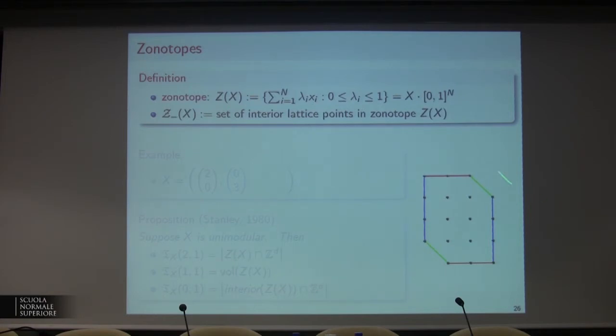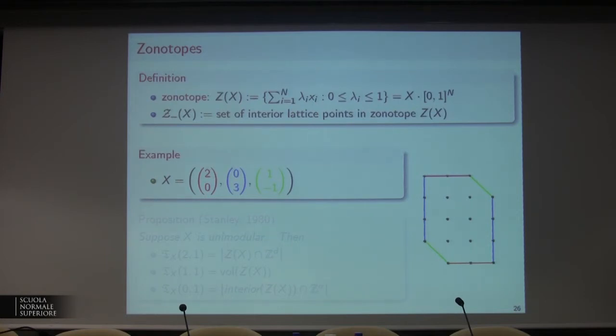Let me remind you of zonotopes. A zonotope is a polytope, which is just the image of the unit cube under the linear map defined by our matrix. And in the case of our favorite example, this polytope is, well, very symmetric, as you can see.